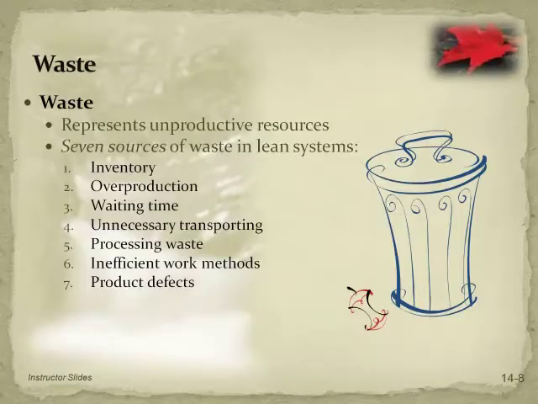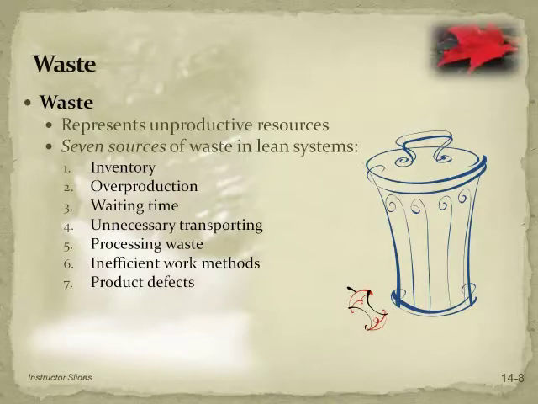So, what is the definition of waste? The definition of waste is anything that is over and above the absolute minimum necessary. So, these are some examples of waste that could be present in a lean system, beginning with inventory.